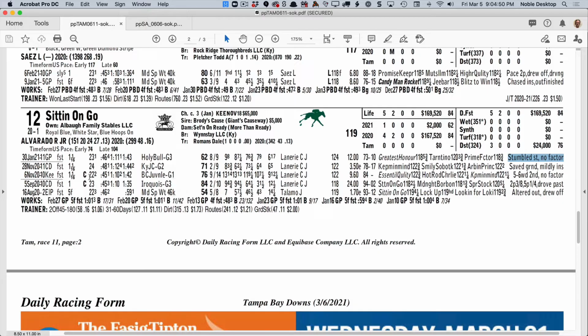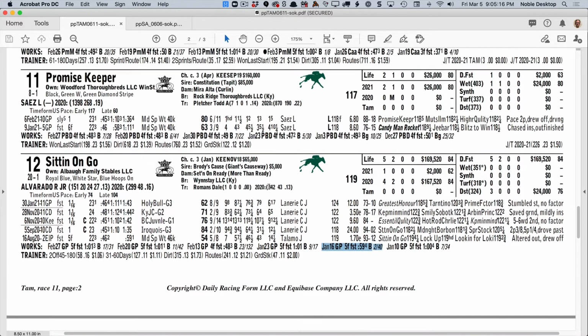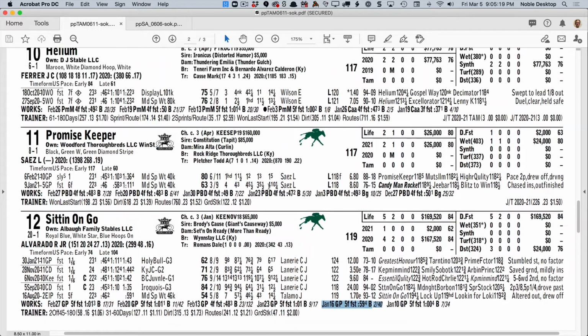And I noticed that right before that race, that was January 30th, and if you look back here, January 16th, he ran his fastest 5-furlong workout ever. It was a 59.4, second out of 40. So he looked like he was sitting on go, and he stumbled at the start. And I think you can probably toss the race. So he is a long shot possibility, and it's something to consider.